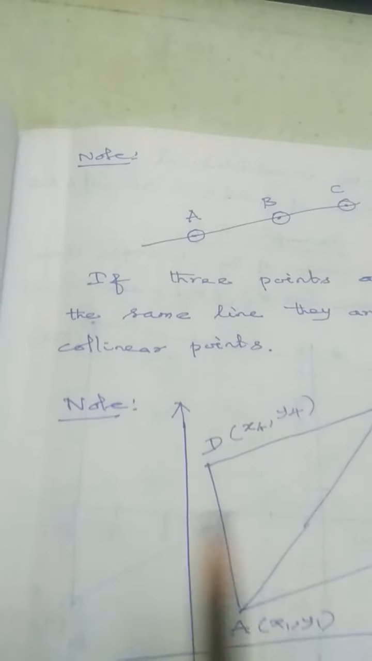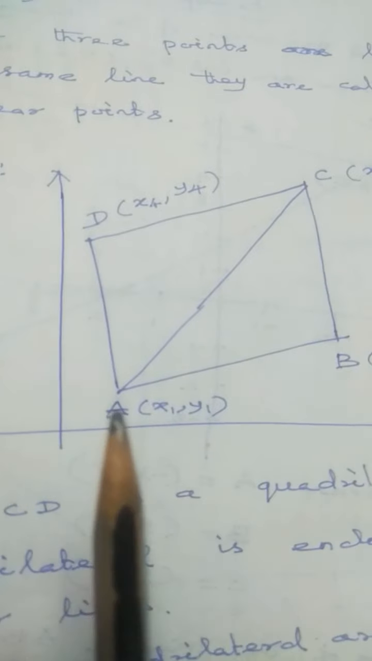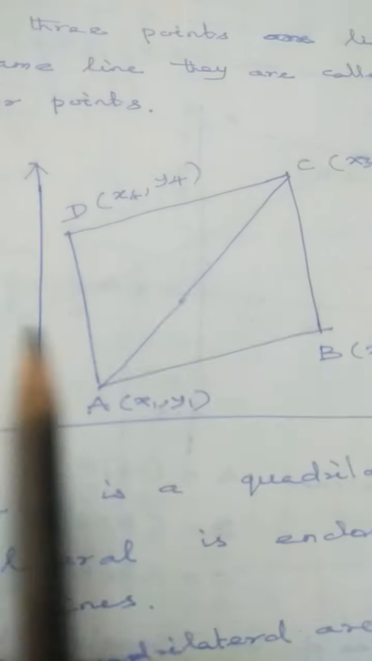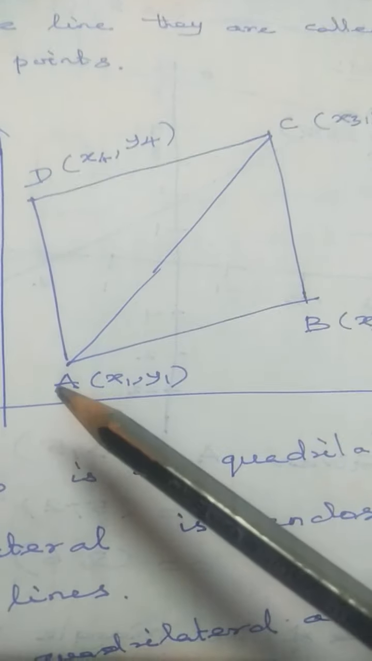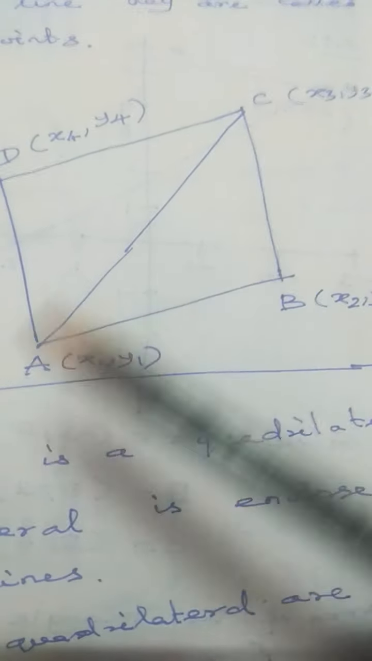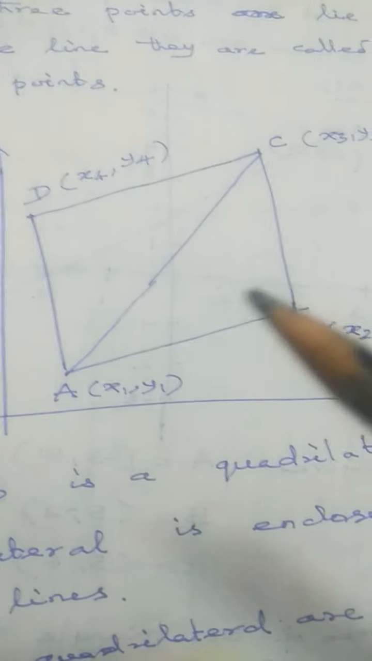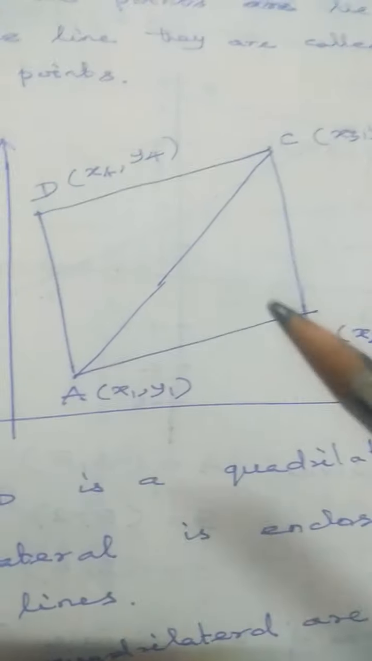Now then, the area of a quadrilateral. So what is a quadrilateral? A quadrilateral is a figure that is enclosed by 4 lines. You see here AB, BC, CD and DA. So 4 lines are enclosed and we are getting a quadrilateral. If you divide this quadrilateral with any one of its diagonals, you can see 2 triangles. So you can find the area of the quadrilateral by the sum of the triangles' areas.